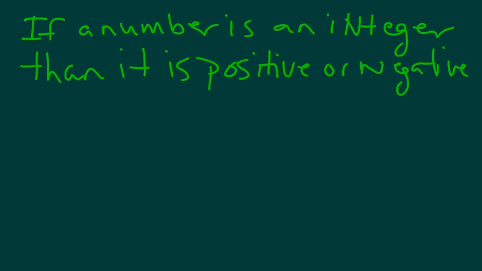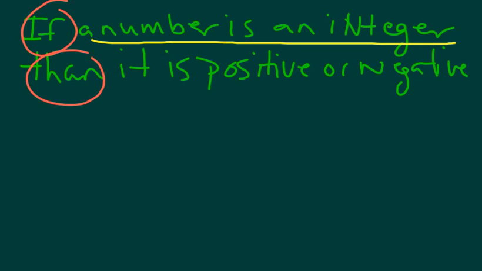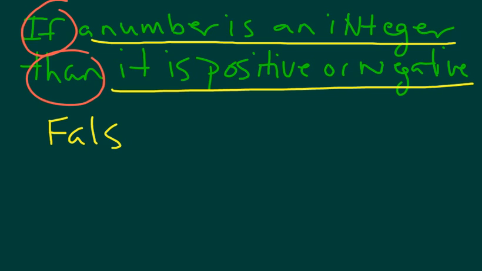Okay, if a number is an integer, then it is positive or negative. Okay, this is an if-then statement. If, then. Hypothesis: a number is an integer. Conclusion: it's positive or negative. Is this true or false? It's false. Here's why it's false. There's a counterexample. What about 0? 0 is an integer, but it's not positive and it's not negative. It's just 0. So one counterexample proves that this is false. To prove it false, you must have a counterexample.